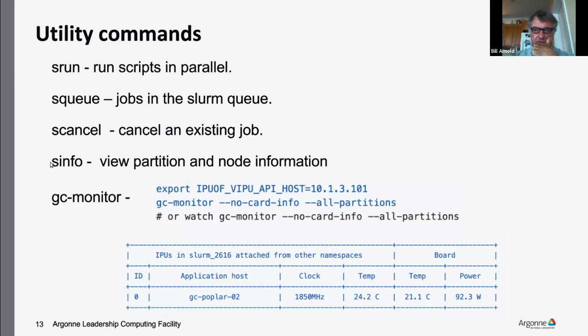sinfo views the partition information, so you can see if there are things that are in a bad state that are surfaced up to sinfo. And then there's a gc-monitor command, which you have to specify all partitions to, which will give you all of the IPUs being used on the system.